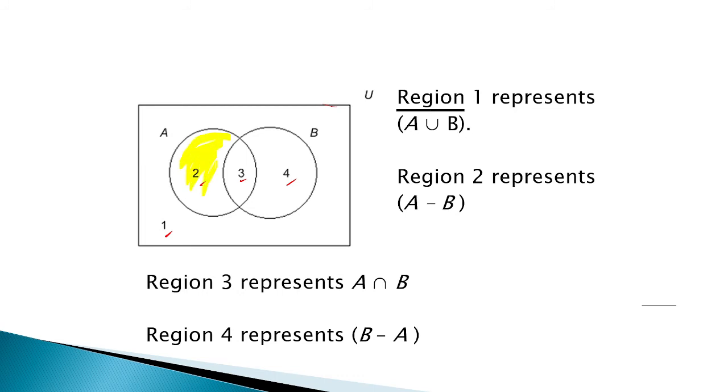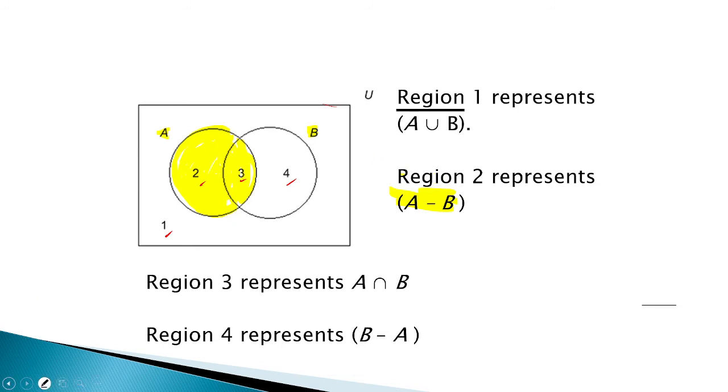Now, itong region na to, class, this is the set of A minus B. Why? Because yung elements na nasa loob ng region 2 natin are all elements of A na wala sa set B. Now, itong buong circle na to, this is your set A. So, sabihin nun, region 2 and region 3 combined, that is your set A. But region 2 alone, that is all members of A na wala sa B. So, that is your A minus B.